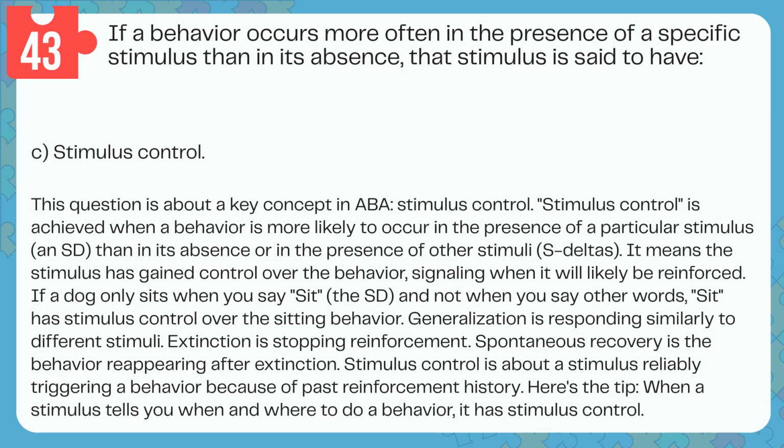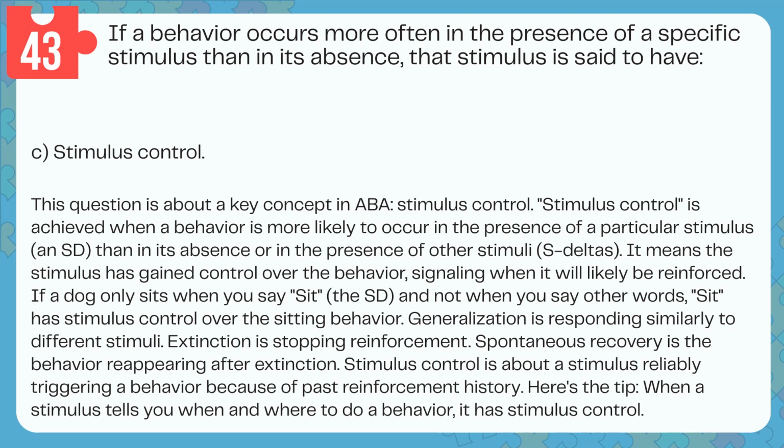Answer: C. Stimulus control. This question is about a key concept in ABA. Stimulus control is achieved when a behavior is more likely to occur in the presence of a particular stimulus, an SD, than in its absence or in the presence of other stimuli, S deltas. It means the stimulus has gained control over the behavior, signaling when it will likely be reinforced. If a dog only sits when you say sit, the SD, and not when you say other words, sit has stimulus control over the sitting behavior.